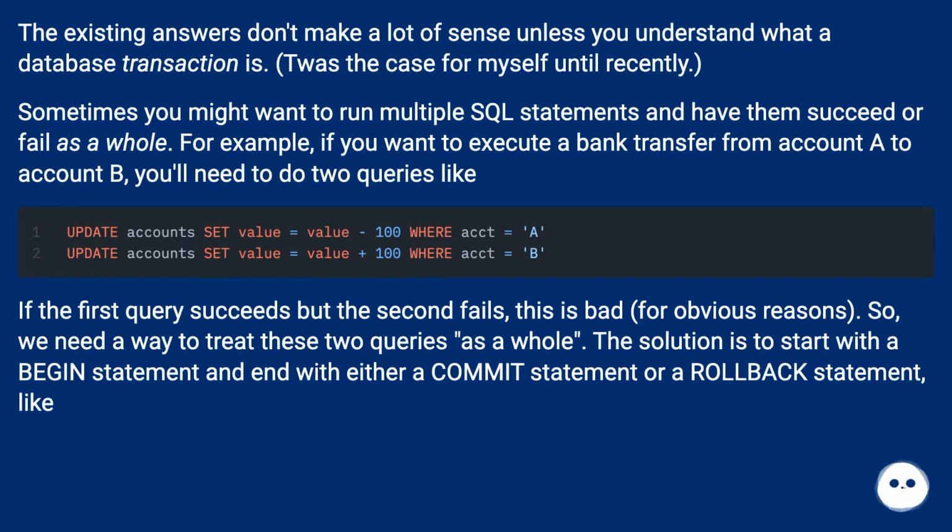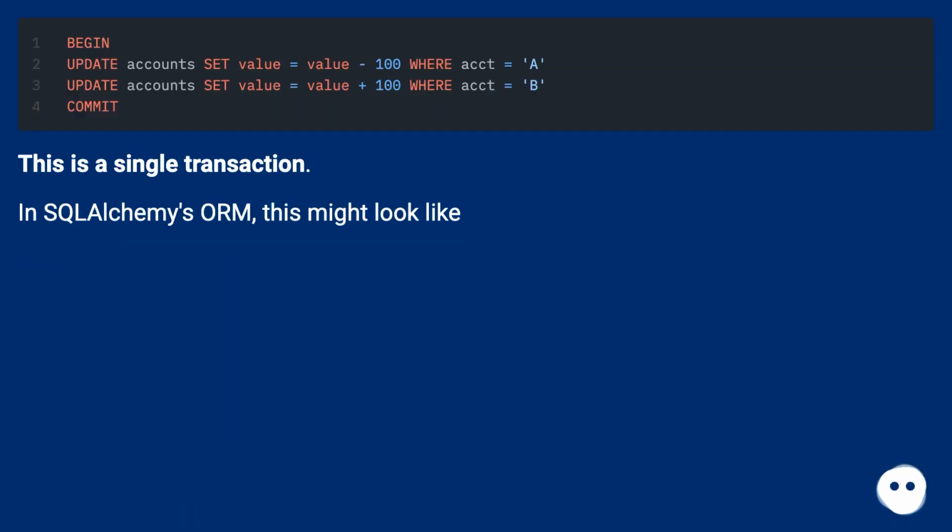If the first query succeeds but the second fails, this is bad, for obvious reasons. So, we need a way to treat these two queries as a whole. The solution is to start with a begin statement and end with either a commit statement or a rollback statement, like: this is a single transaction.